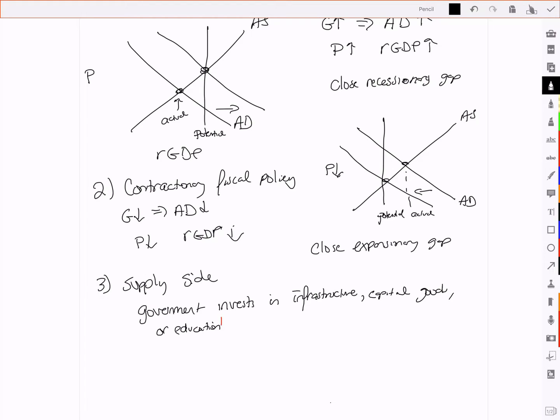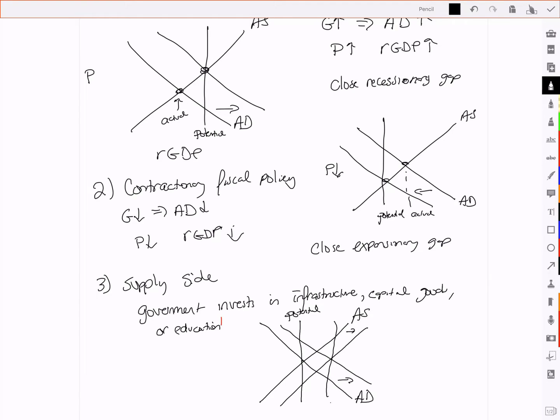So if the government invests in infrastructure, capital goods, or education, then you're going to start to change aggregate demand, aggregate supply, and potential GDP. So the key here is that aggregate demand would increase, aggregate supply would increase. And remember, potential GDP is going to change by the same amount as your aggregate supply. So our aggregate supply went from here to here.